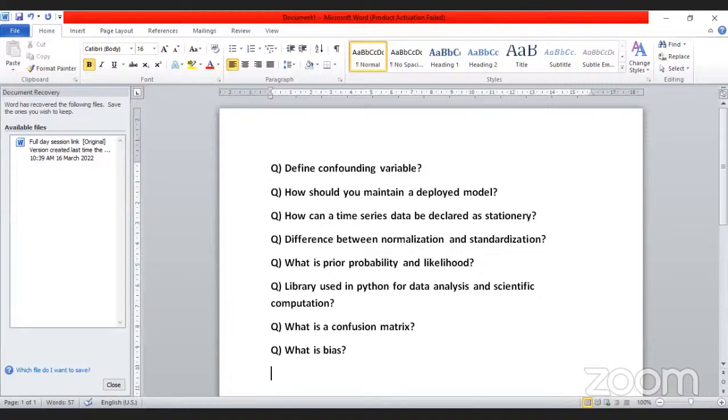We can consider it as a train error. We can consider it as a train error, in a way. So is it clear what bias is?